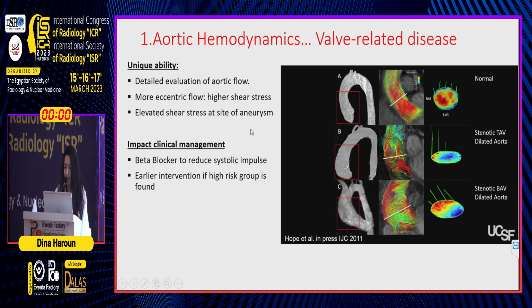To give a detailed evaluation of the aortic flow, eccentric jets, as we said in the cases of stenosis, have high shear stress. Elevated shear stress is found to be present at the site of the aneurysm. A clinical impact is that beta blockers reduce the systolic impulse in the high-risk group. When we find, by application of the 4D flow, that this point has high shear stress, we can give beta blockers to reduce the remodeling, or if we know that this is happening at the point of aortic aneurysm, we can monitor those patients early, before they develop aneurysms or at the point of highest shear stress.